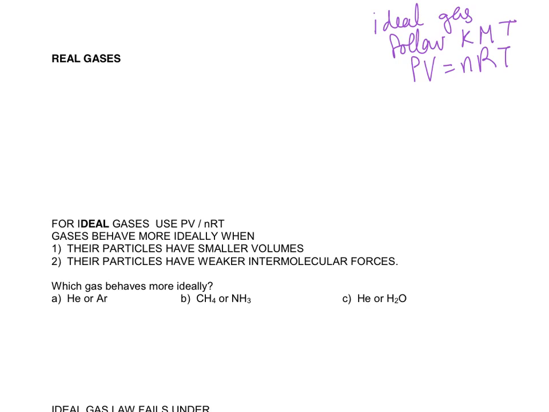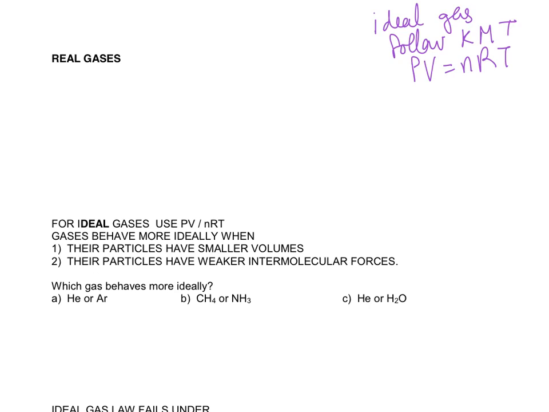PV equals nRT to find one of these variables, whether it's pressure or volume or amount or temperature, if it's a gas that is more ideal, then the value that you solve for is going to be pretty accurate. It's going to be very close to the correct value. If it's a gas that is more real, not as ideal, that means that when you solve for one of these variables, your answer is not going to be very accurate. It's going to be a little bit off from what the true value is. And so the more ideal it is, the closer the value is to reality.